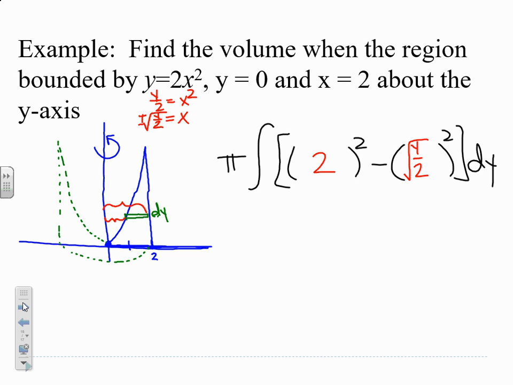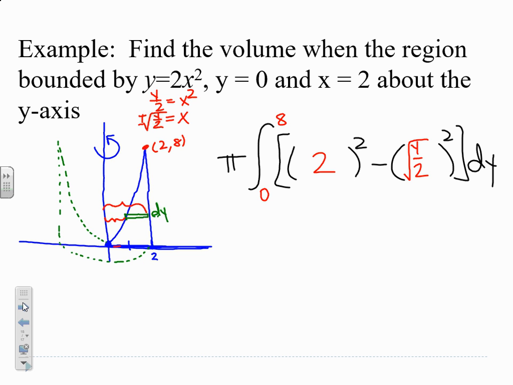So our limits of integration, Michael, what would they be? 0 to 8. Do you agree? Okay. This coordinate right here is 2, 8. So we're going from 0 to 8.